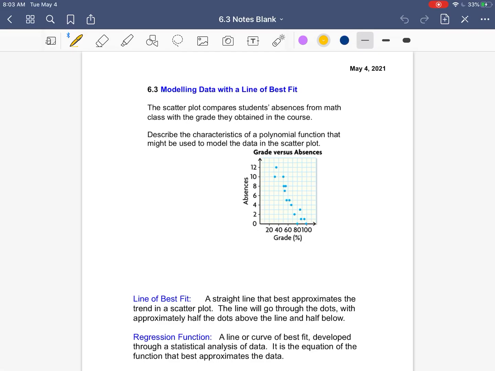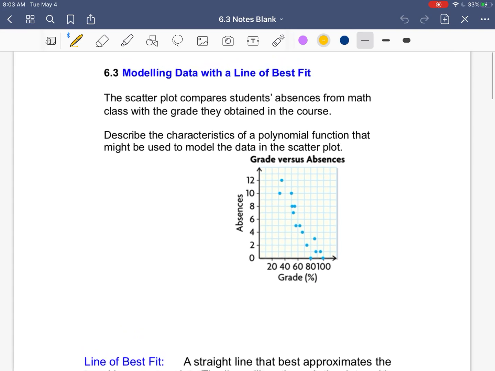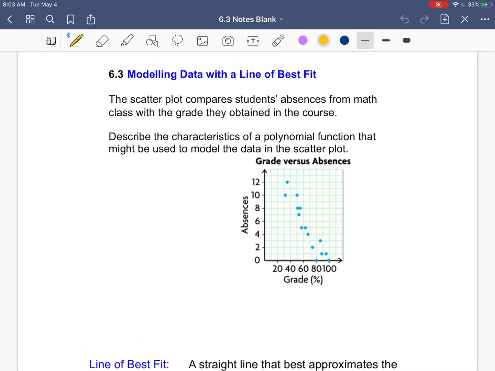Today we're going to be looking at 6.3, modeling data with a line of best fit. A scatter plot compares students' absences from math with the grade that they obtained in the course. Describe the characteristics of a polynomial function that might be used to model the data with a scatter plot.